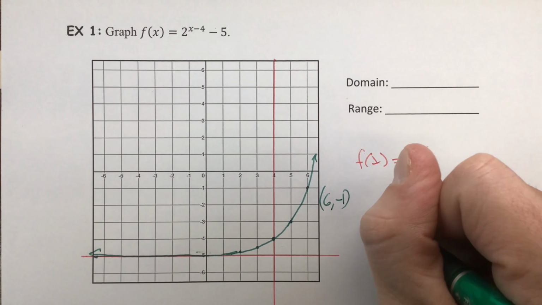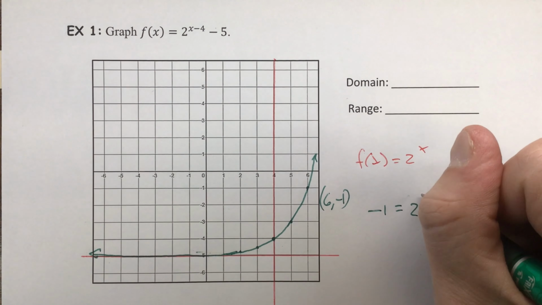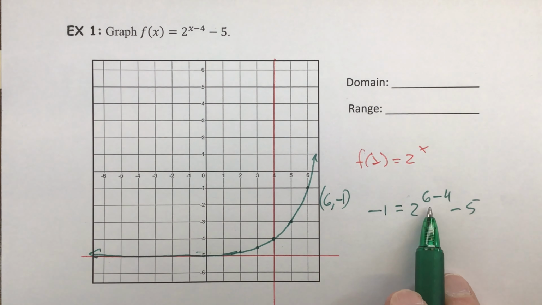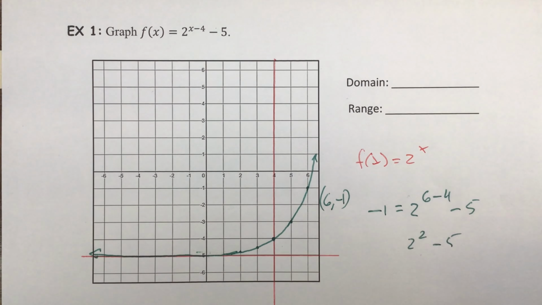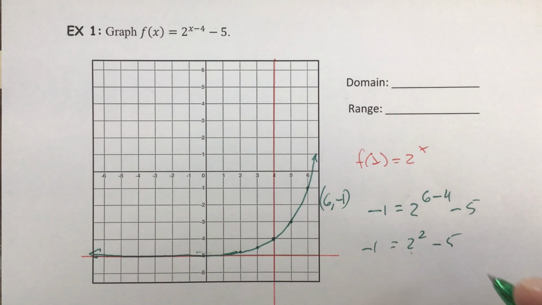So we're hoping that negative 1 is going to be equal to 2 to the x minus 4 power minus 5. So x minus 4 is going to give us 2, so we got 2 squared minus 5. 2 squared is 4, minus 5 is in fact negative 1. It checks out.